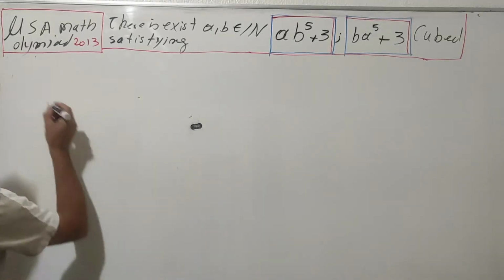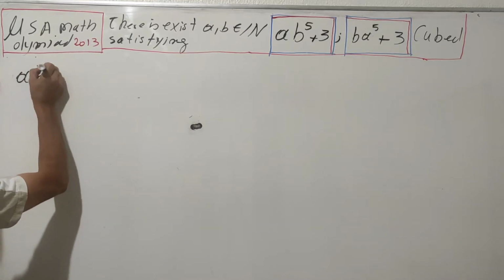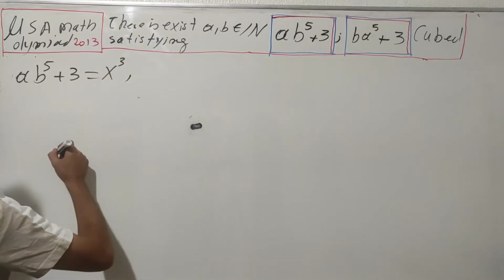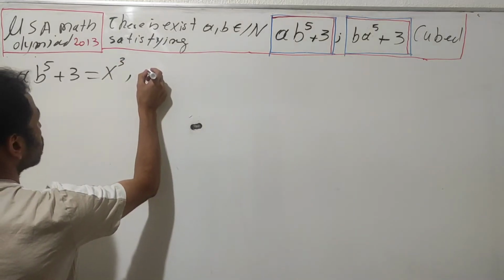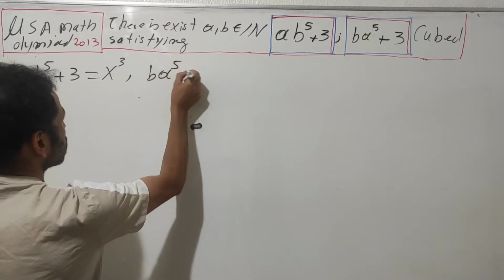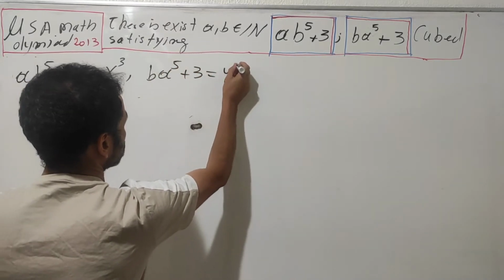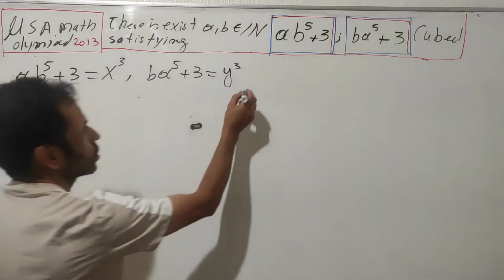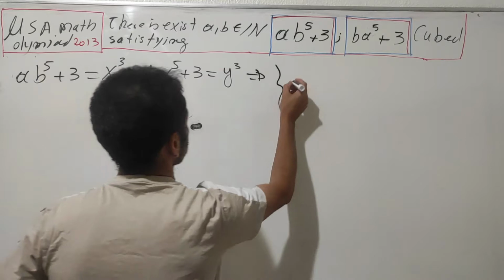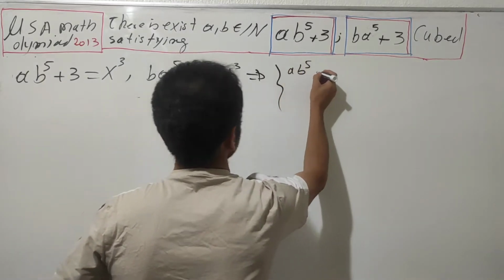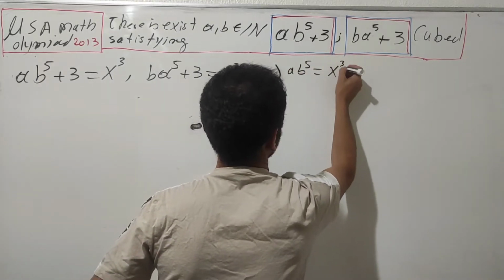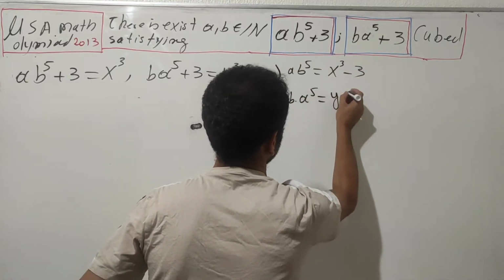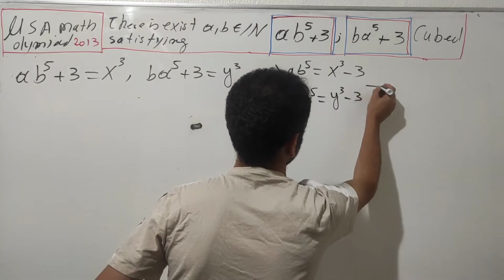So let's express that. I get a b to the fifth plus 3, which equals x cubed. The other one, I will have b multiplied by a to the fifth plus number 3, which equals y cubed. So let's move these 3 over to both sides. So I get a b to the fifth, which equals x cubed minus 3. The other one becomes b multiplied by a to the fifth, which equals y cubed minus 3.